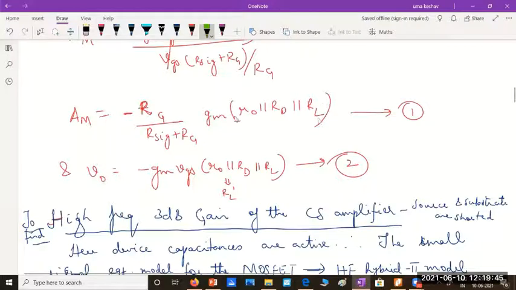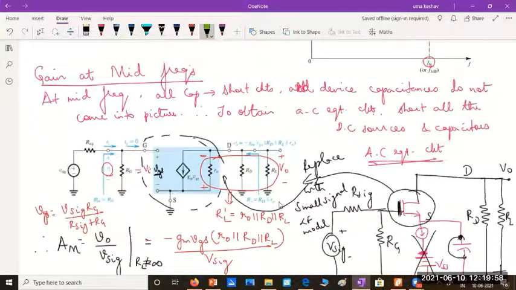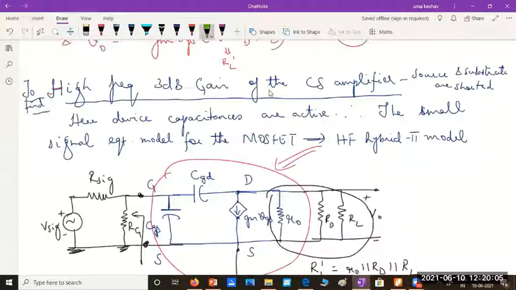RL dash is the overall resistance between the drain and the source region, which is obtained as R0 in parallel with RD in parallel with RL. All the three put together, we called it as RL dash. Okay, remember that. Then we tried to find the high frequency gain at 3 decibels or the half power point. What is the gain at the half power point? We are trying to find. And remember, when we do this, we assume the source and substrate are shorted in the MOSFET.